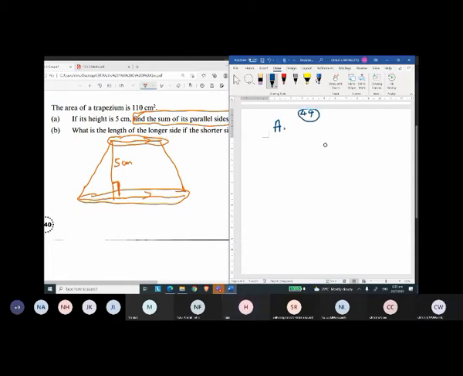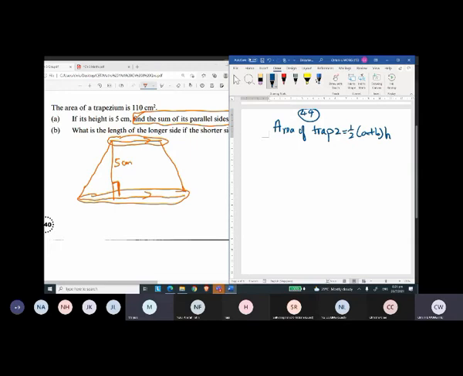Okay. Area of trapezium, T-R-A-P-E-Z-I-U-M, equals half A plus B times height. What is the area of the trapezium? 110 cm square. Wrong spelling, I think. Trapezium. Okay.